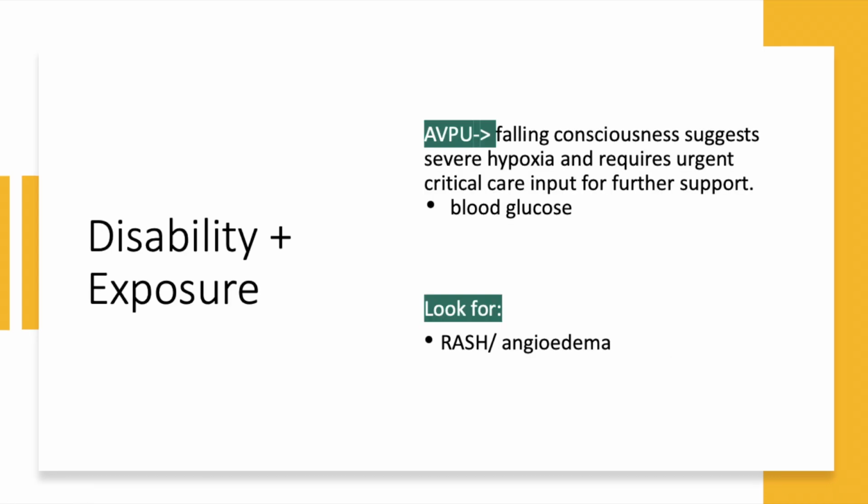Finally, we've reached the D and E of our A to E assessment. So for D, we want to check the patient's consciousness level using a quick and easy measure like the AVPU. You would also consider taking the patient's blood glucose. And then for E, we want to expose the patient and look for any other signs. In this case in particular, look for rash or angioedema because they could link to our differentials.